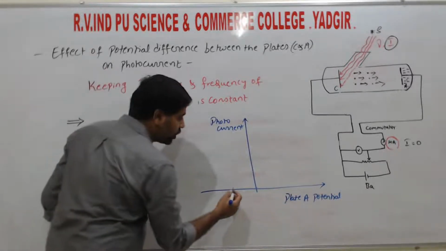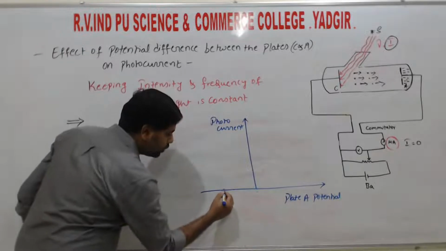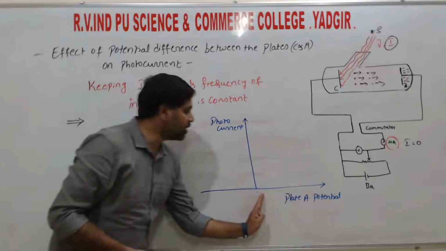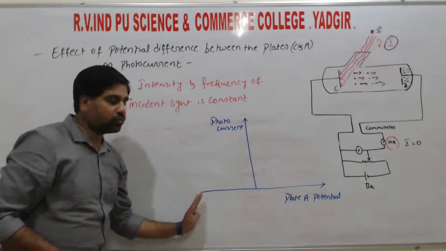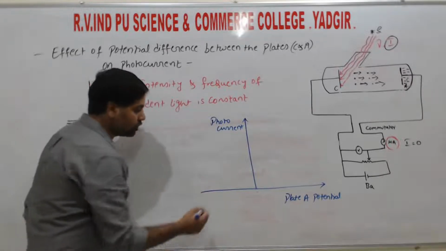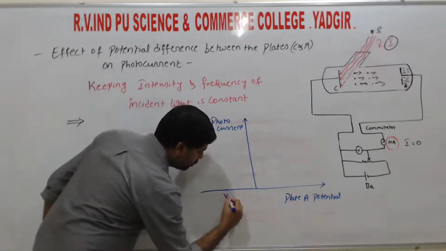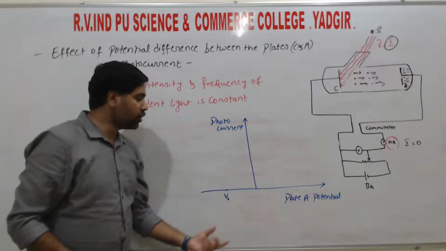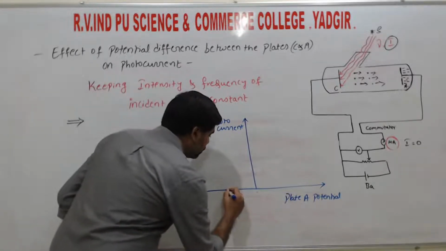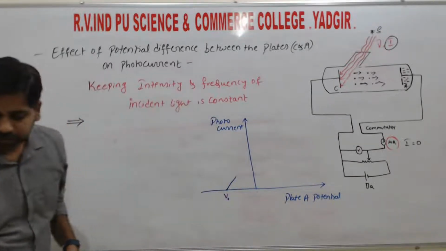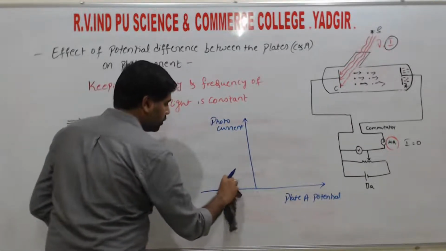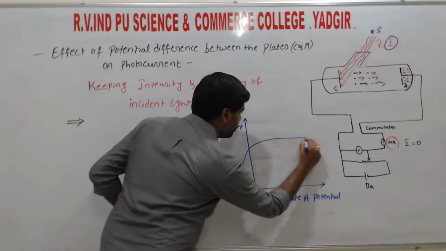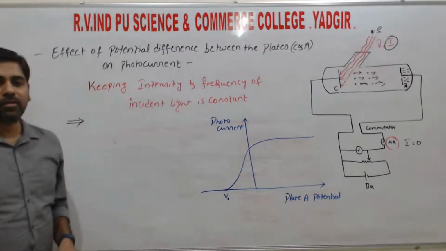If we plot the curve, then for the particular potential, this current is 0. Zero is nothing but the x-axis. Here we have the positive, here we have the negative. For negative potential, the current must be 0, so that starts from the origin here. This one is V naught, that is V0. V0 is called the stopping potential or negative potential. So if we draw the plot, we get the curve like this.